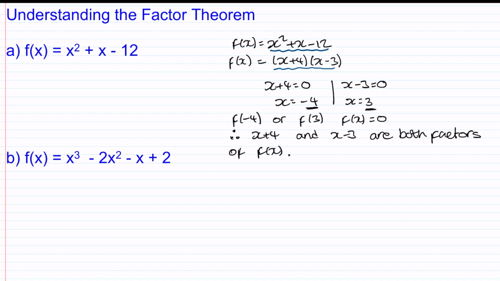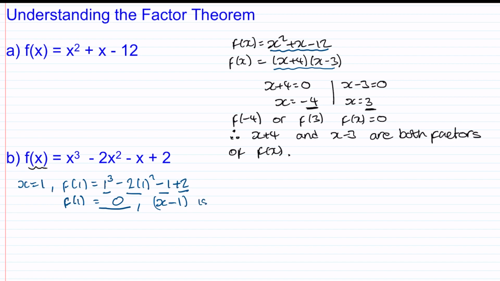Okay, so we can use this idea to work out the factors of a cubic in part B. So to work out these factors, we're going to try some values of x. We'll begin with x is equal to 1, and we write this as f of 1. So now we're going to substitute the 1 in place of the x. So we have 1 cubed minus 2 lots of 1 squared minus 1 plus 2. And if we work this out, we get 1 minus 2 minus 1 plus 2, we get 0. So therefore, because f of 1 is equal to 0, x minus 1 is a factor.